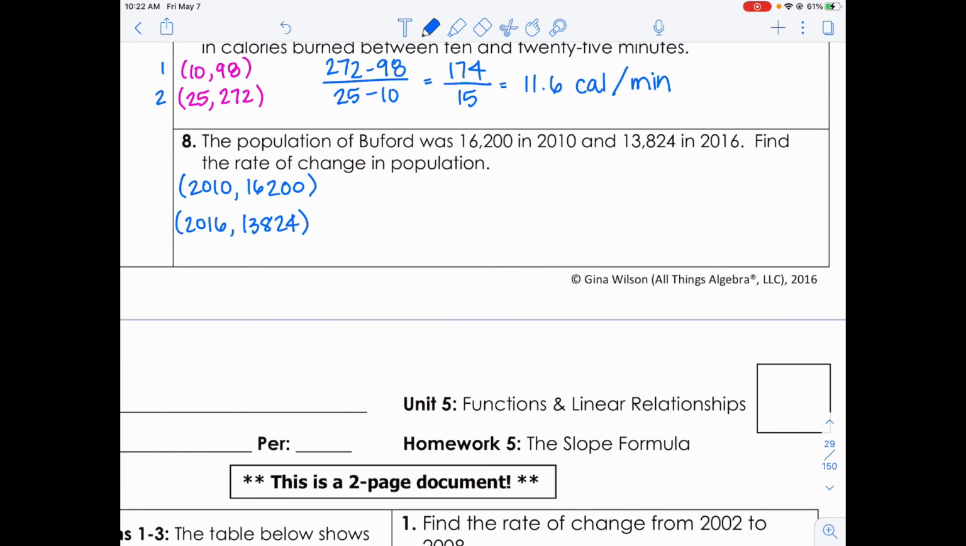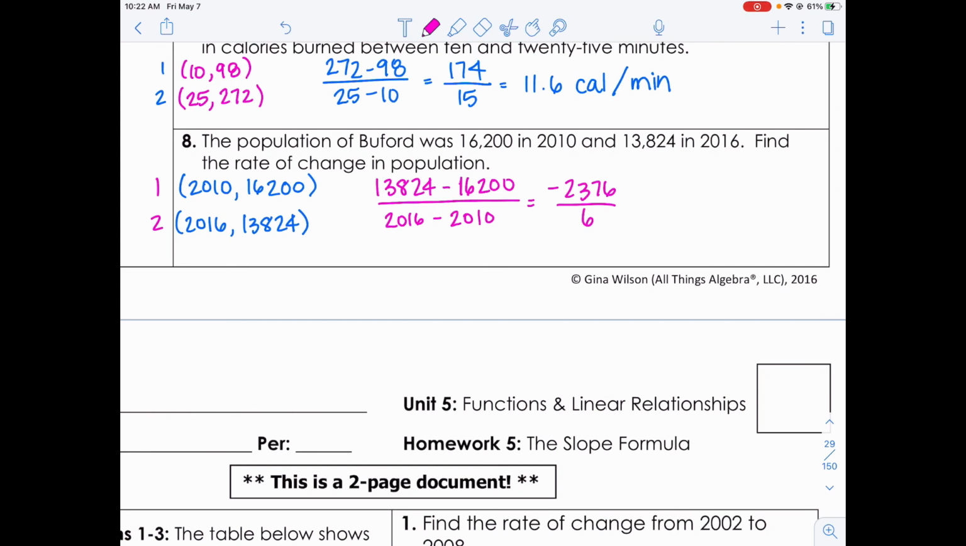To find the rate of change, we're going to use our slope formula. So we're going to call these 1s and these 2s. 13,824 minus 16,200 over 2016 minus 2010. When I subtract 13,824 minus 16,200, I get a negative 2,376 over 2016 minus 2010, which is 6.